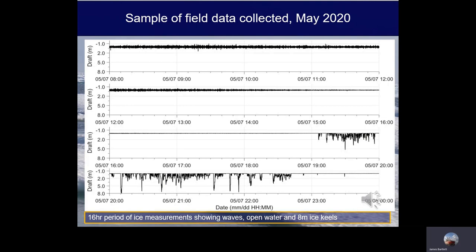And then following that, in the afternoon and evening, we had ice keels moving into the water about 8 meters in depth. At other times, not shown here, we saw keels up to about 13 meters in depth. So this gave us a really interesting environment to further test the capabilities of the log IPS.